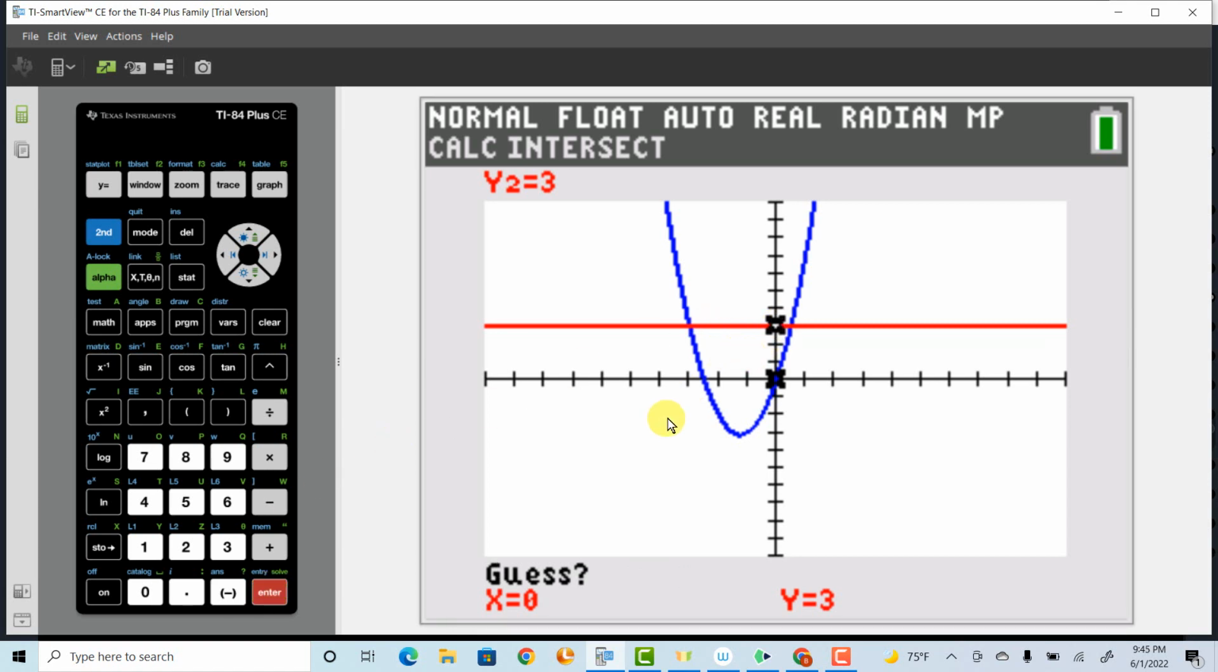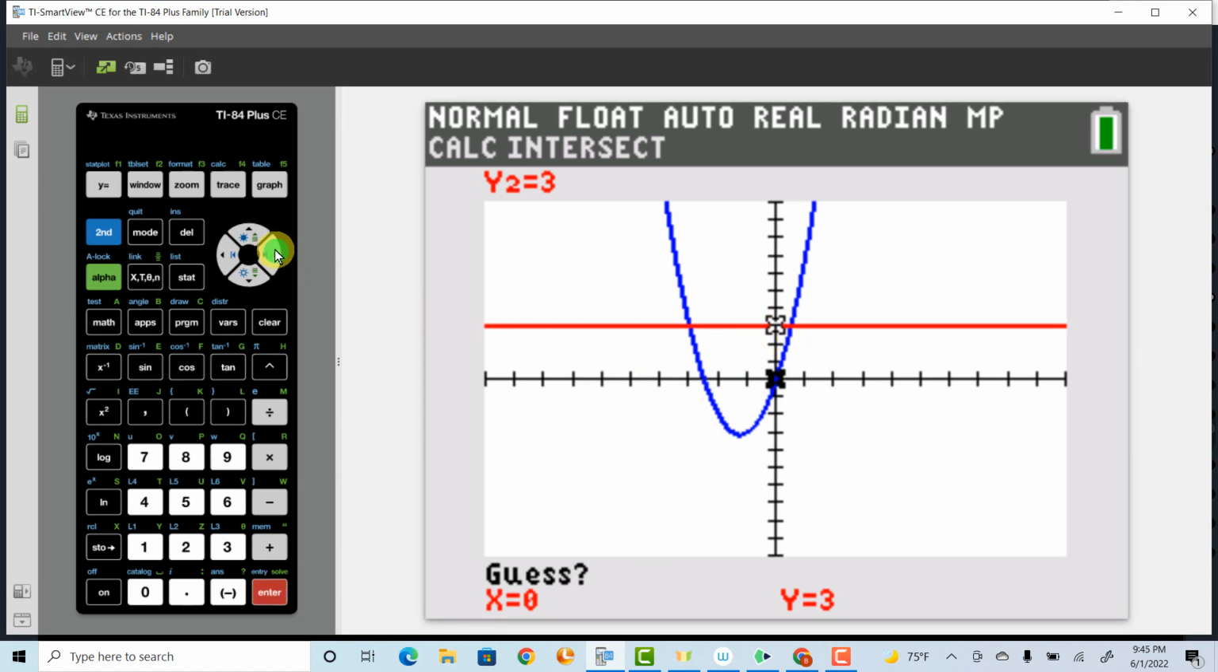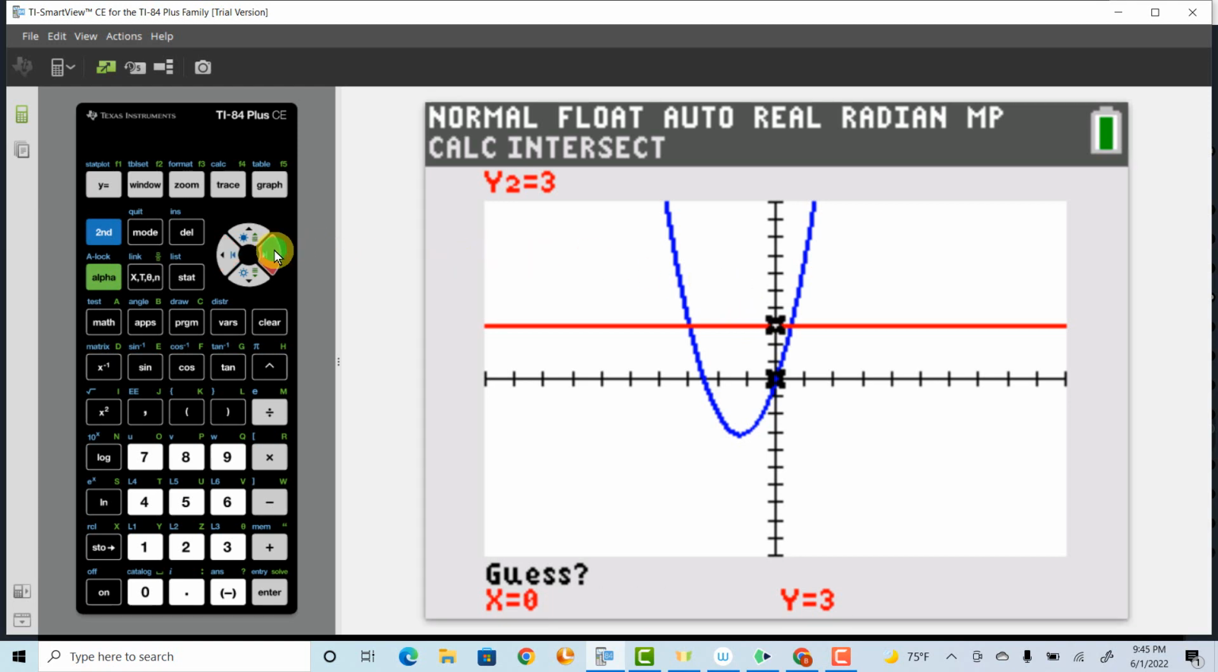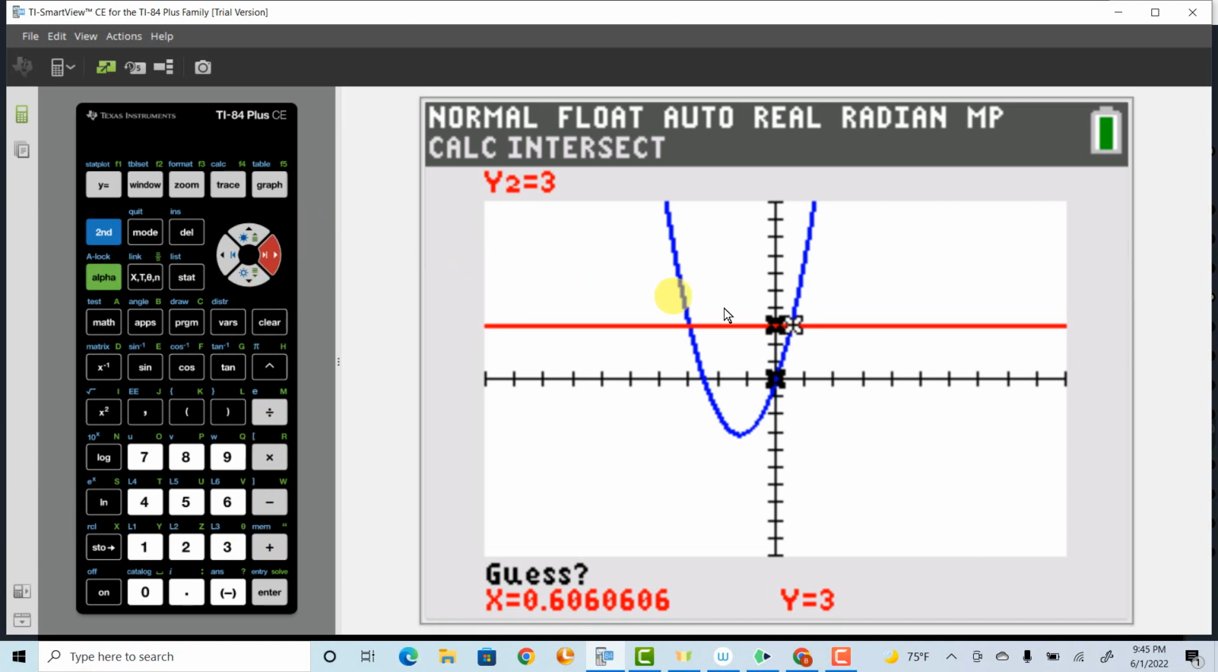Now it's asking me to guess. So the reason it's doing that is because there is more than one point of intersection, and it doesn't know yet. It hasn't run through its algorithm. So it's always going to ask us to guess so that we can let it know what part of the graph we want to know the intersection of. So I'm going to use my cursor and move it over to that point right there where they intersect and press enter.